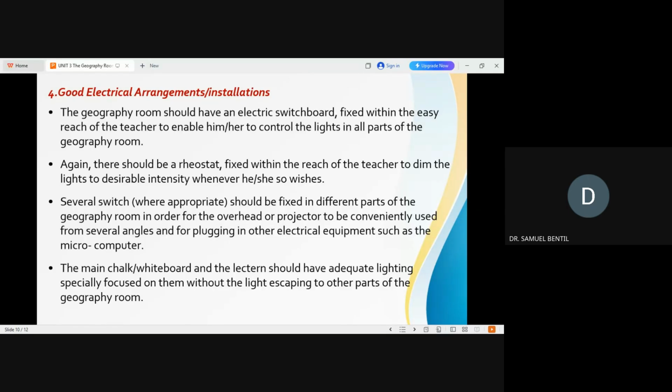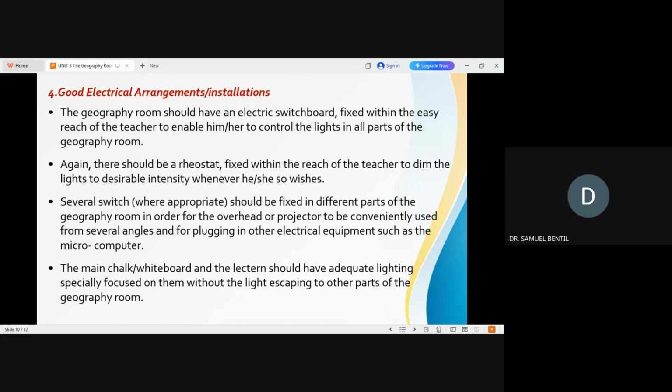The last aspect of the room that you must also bear in mind is what we call the electrical arrangement and installation in the geography room, which is very, very important. Every geography room should have an electric switchboard.